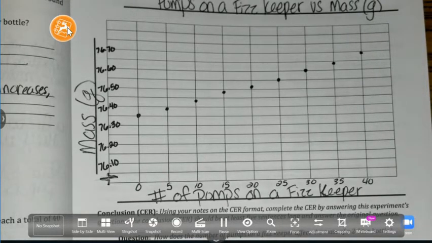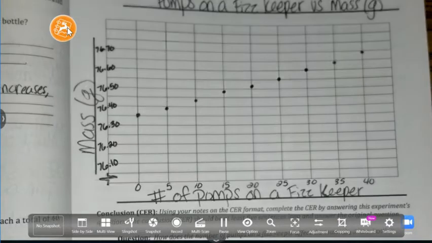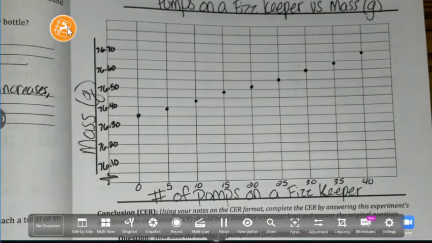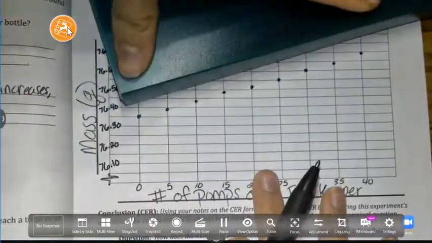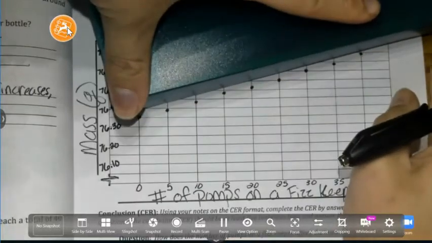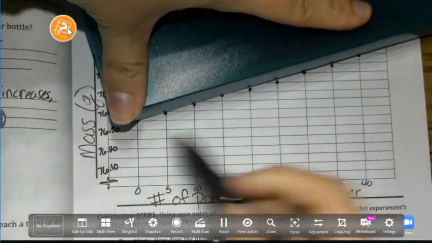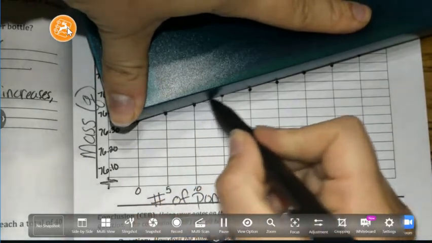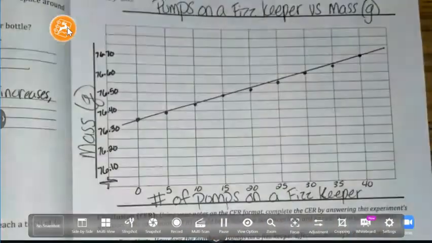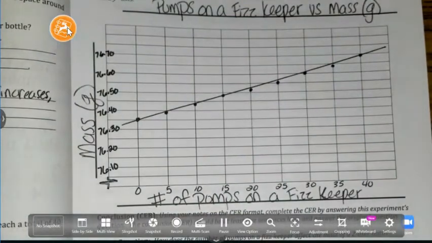Okay, am I going to want to connect my dots or draw a trend line? Yeah. Hold on, I'll move in a second. Let me just draw this. Always a best fit line in a scatter plot.